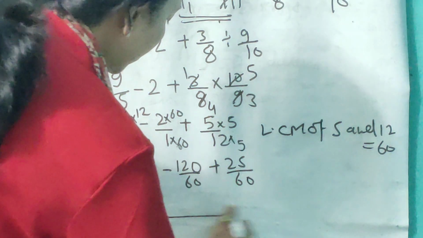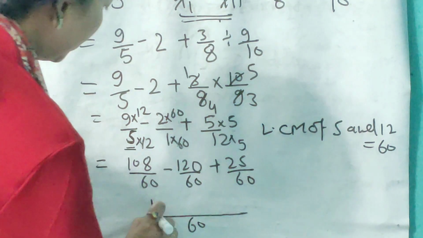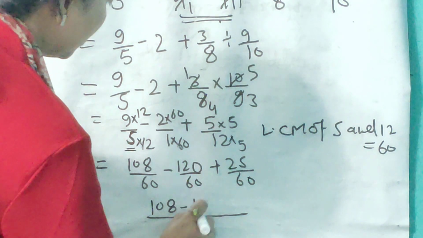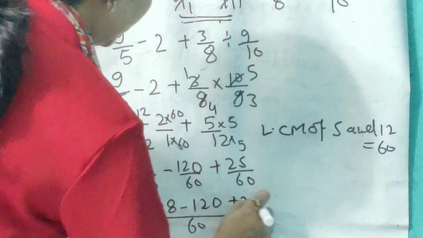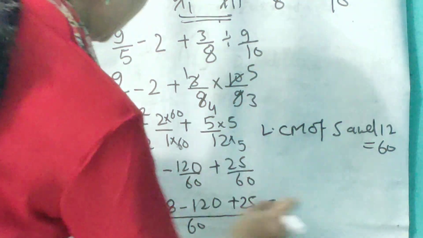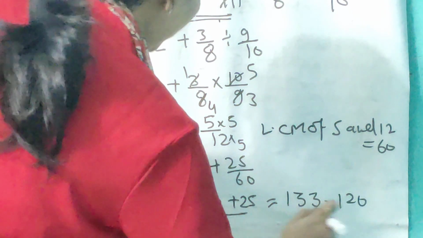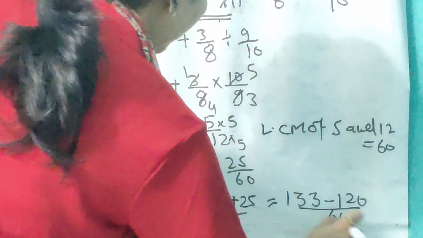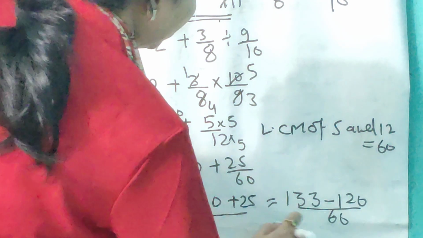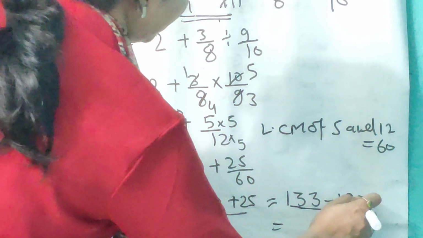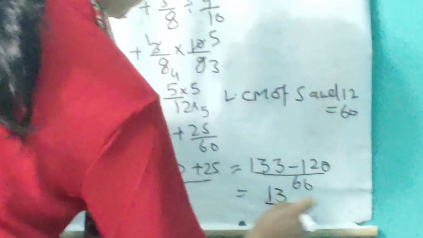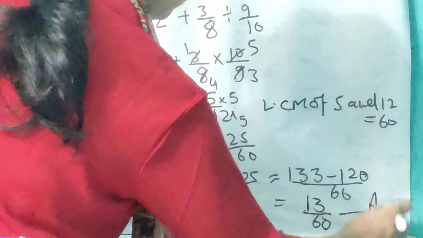Now you will take 60 common here and you will get 108 minus 120 plus 25. Now the positive numbers you add together, you will get 133 minus 120 by 60. And when you subtract 133 minus 120, you will get 13. 13 by 60. This is your answer.